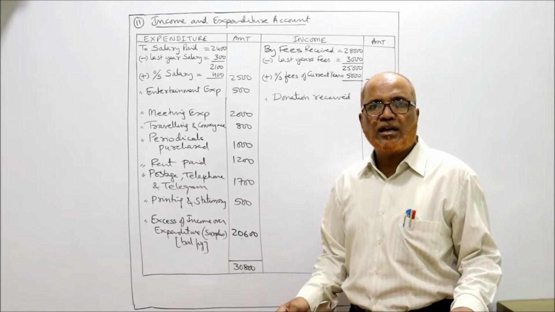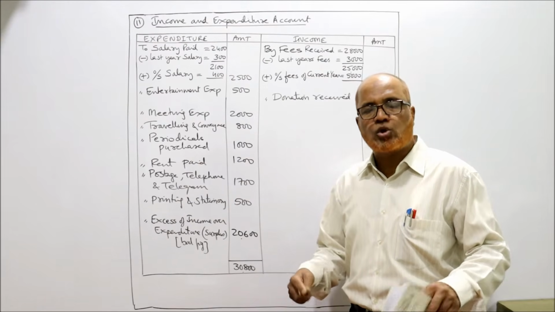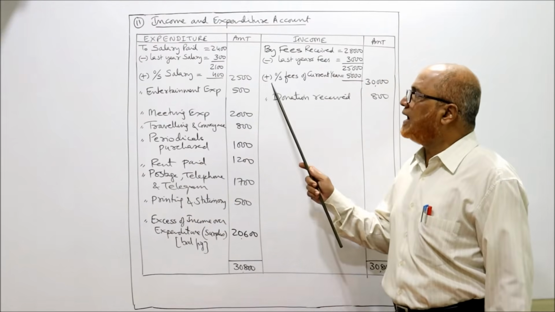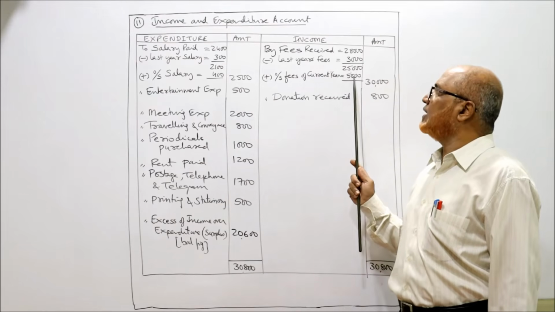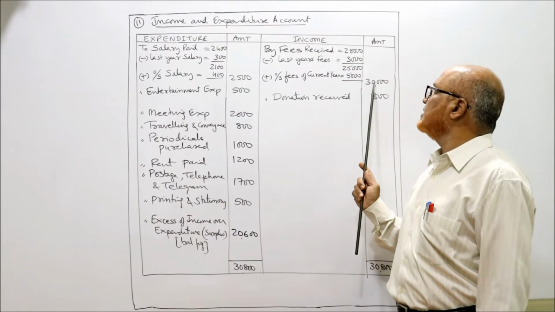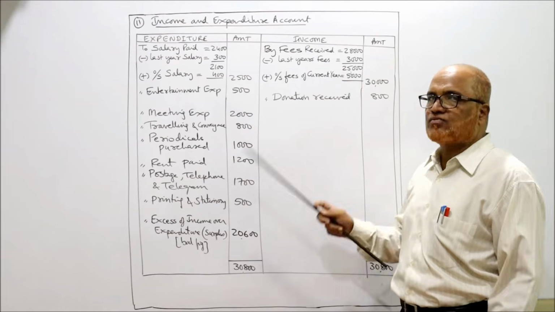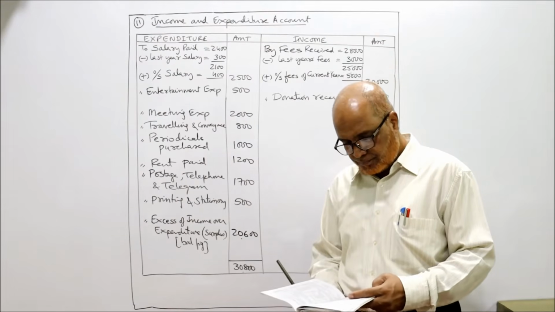जो करंट ईयर की रिसीव नहीं करे आने का है उसको भी ऐड करेंगे. तो ऐड आउटस्टैंडिंग फीस ऑफ करंट ईयर 5,000, तो टोटल फीस 30,000, 25,000 प्लस 5,000, 30,000.